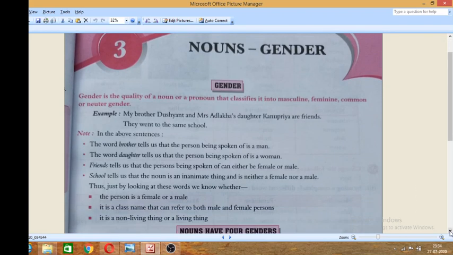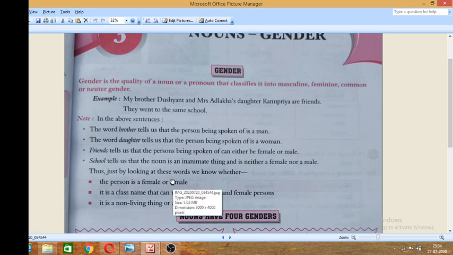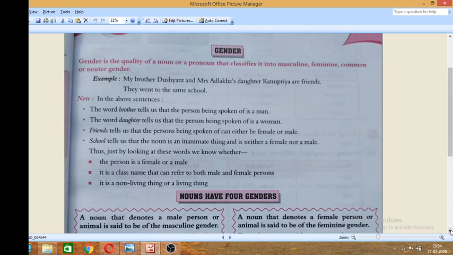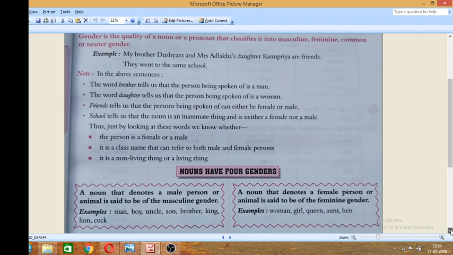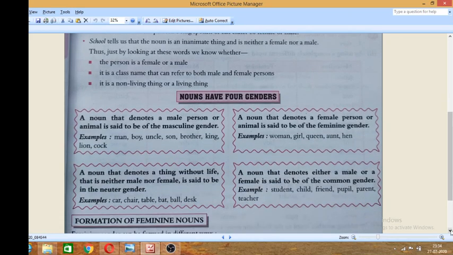So just by looking at these words, we know whether a person is male or female. It is a class name that can refer to both male and female persons, or it is a non-living thing or living things. Now I think you will come to know about the definition of gender if you go through this.